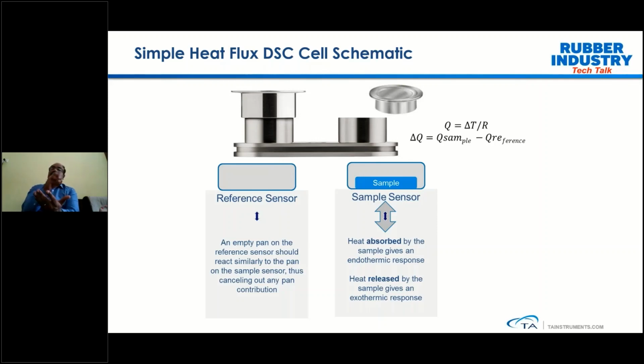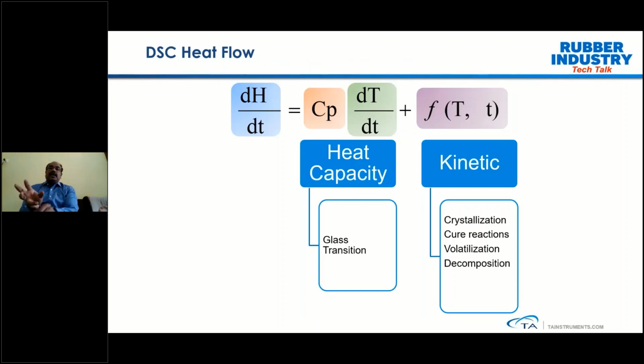In fact, you have a reference sensor and a sample sensor. You keep a few milligram sample in a crimped pan on the sample sensor. Then we will see how the temperature of the sample changes with respect to temperature. So the fundamental equation is two.